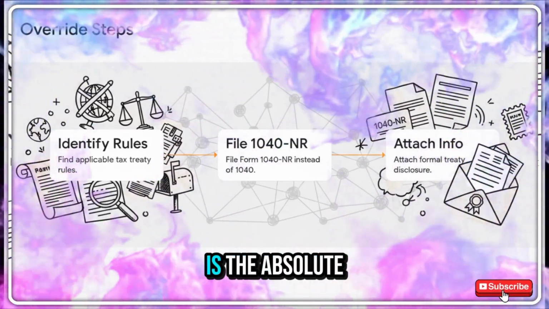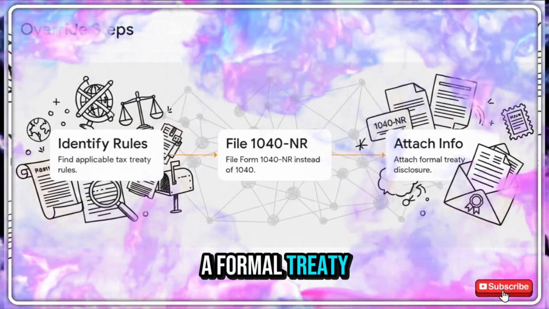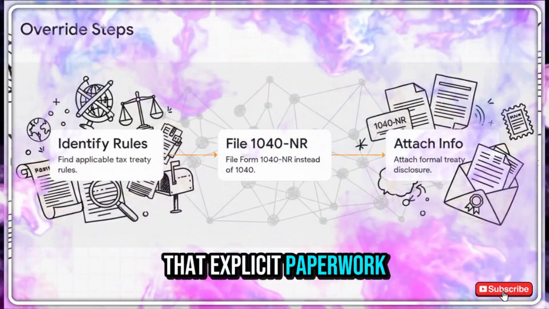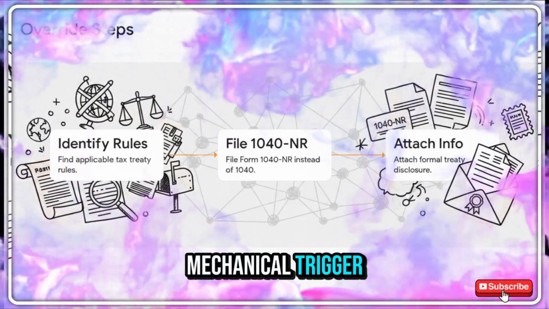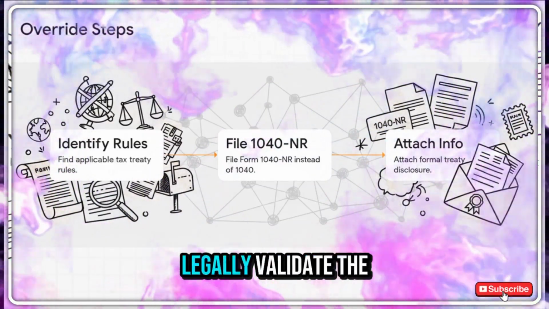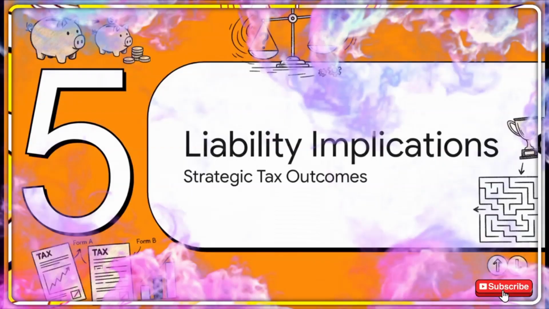Third, and this is the absolute linchpin, guys, you must attach a formal treaty-based return position disclosure. Without that explicit paperwork acting as the mechanical trigger, the override completely fails. With it, you legally validate the reversion from resident to non-resident reporting.